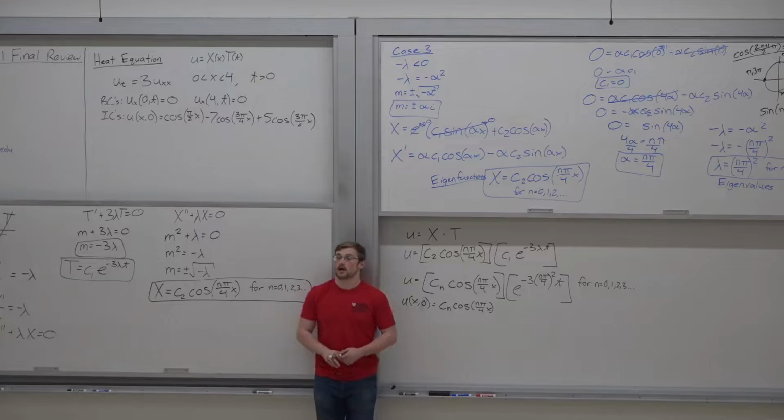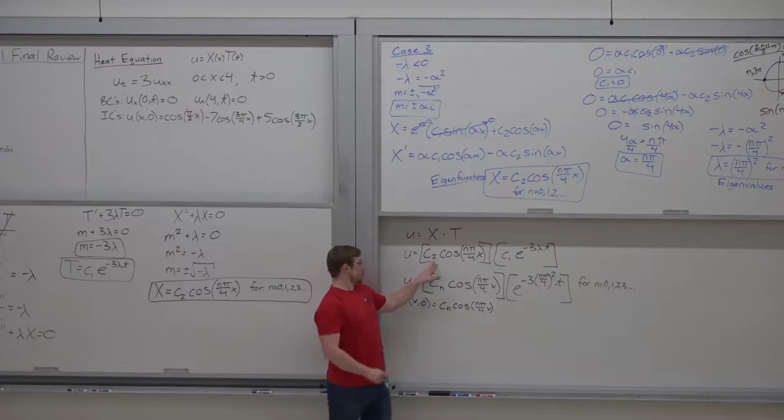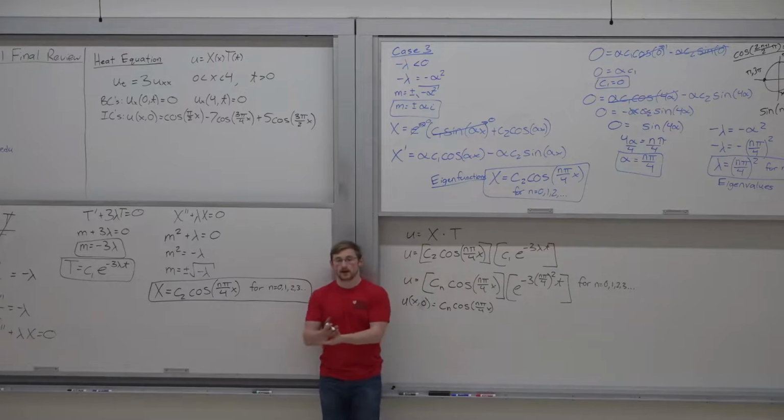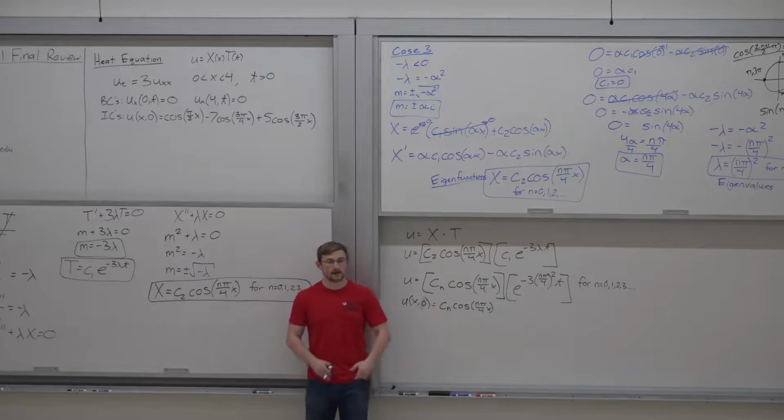Yeah? Because these two constants are being multiplied by each other. So when you multiply a constant by another constant, you can just make that one constant. So I just rewrote that as c sub n.